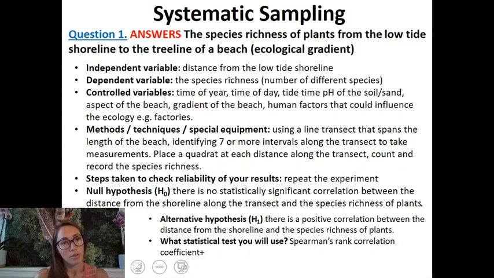So just one or two things to point out here. The first one is when you're identifying your independent and dependent variable, be as specific as possible with exactly what you're measuring and exactly what you're changing. So the independent variable, we were measuring from the low tide shoreline. So we're measuring the distance along that transect. The dependent variable was the species richness. So, if you're measuring abundance or percentage cover, whatever it is, you have to be really specific with that.